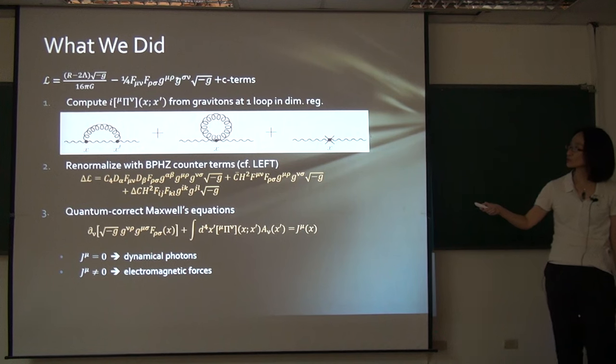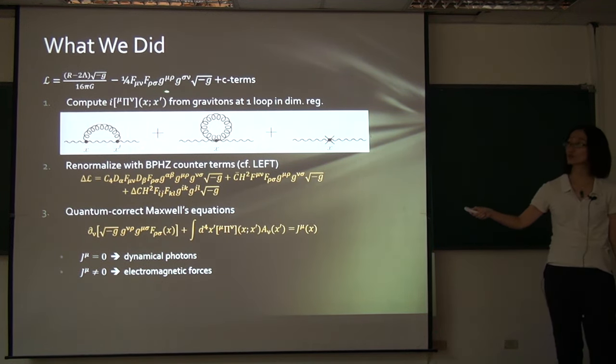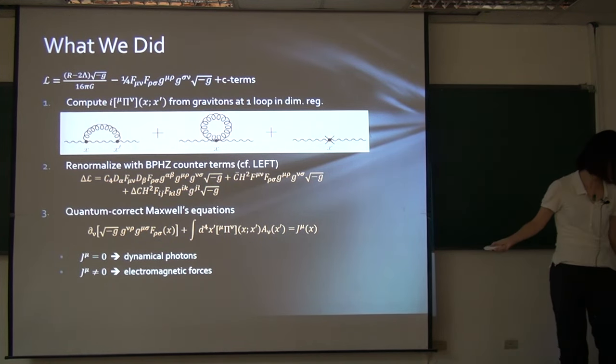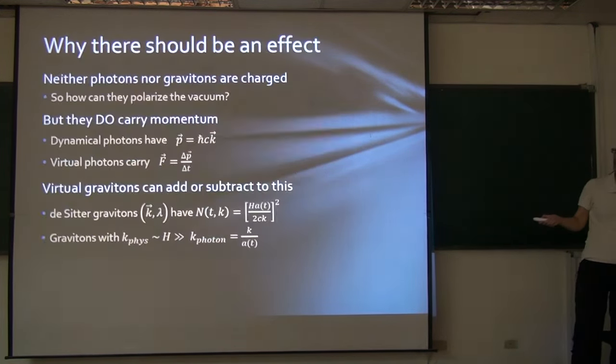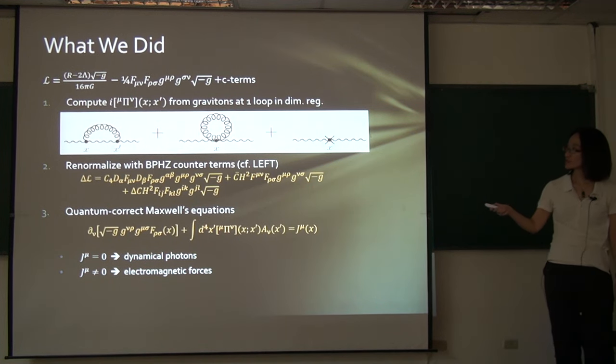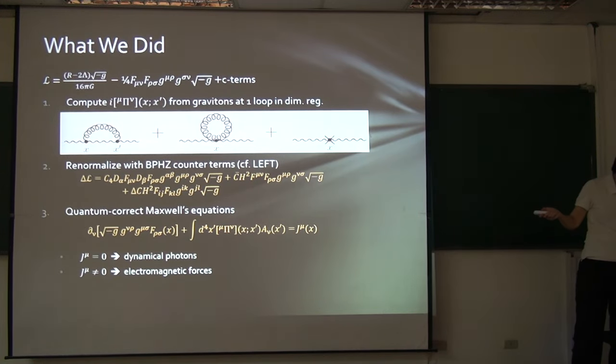F mu nu, this piece actually is gauge independent. So whatever gauge you choose to get a photon propagator, it doesn't change the final result. The result will be matter, will be the graviton propagator one. When you try to fix the gauge to get the graviton propagator, you use a different gauge, then the result will be changed.